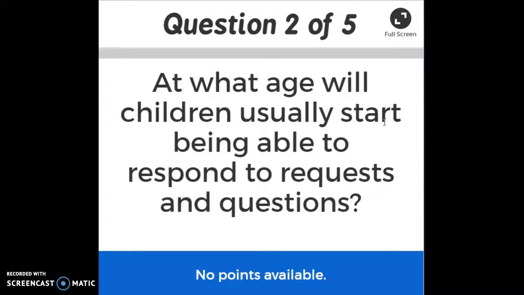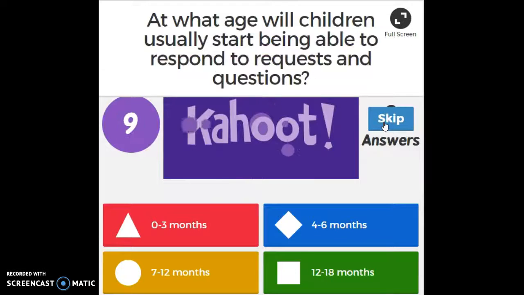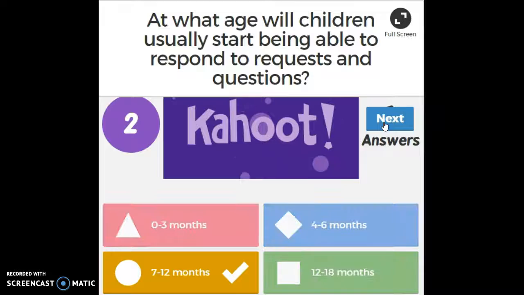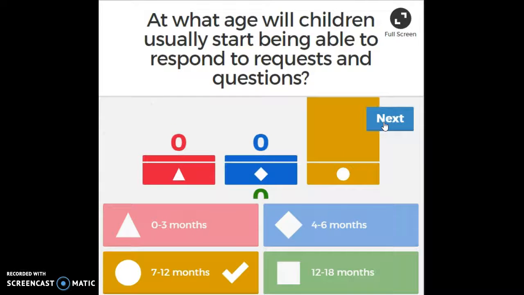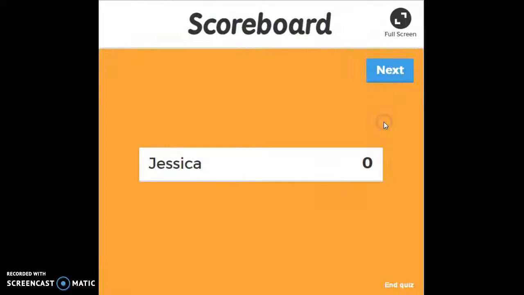Moving on. At what age will children usually start being able to respond to requests and questions? 0 to 3 months, 4 to 6 months, 7 to 12 months, or 12 to 18 months? That one, we got 7 to 12 months is the correct answer.